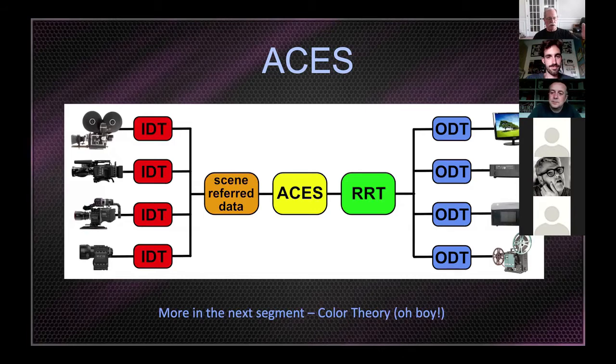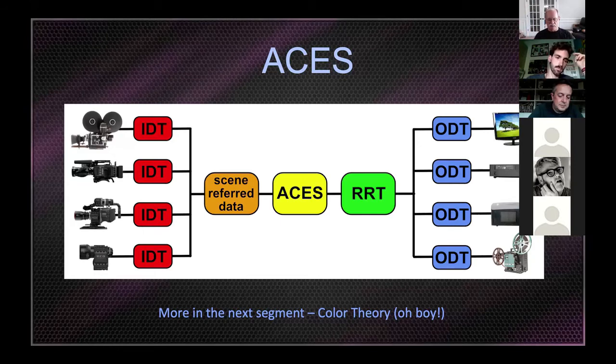On the left, these are your different cameras, and the input device transform, the IDT, is where we back out that camera's characteristics. Then the orange box with the scene referred data: we now have the data converted to what it really was, the light of the original scene. Then the yellow box, ACES, is this huge color space that you can't possibly exceed.